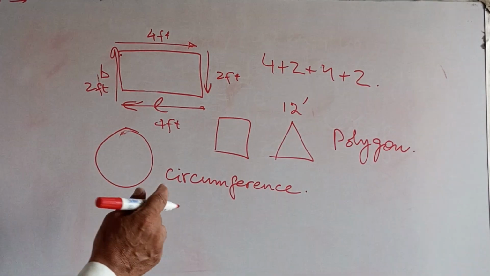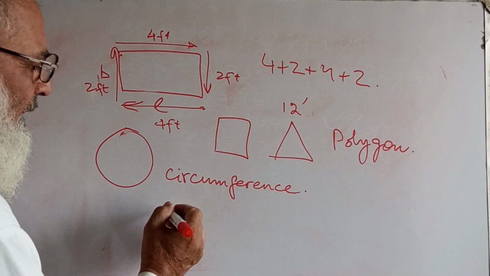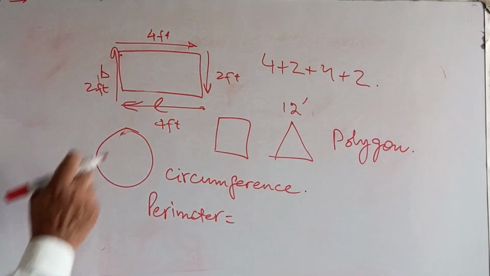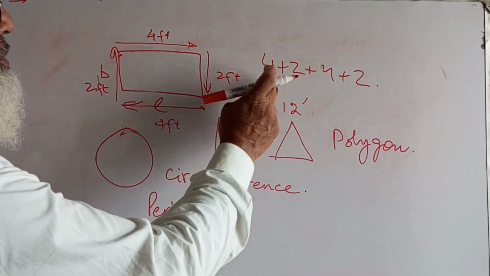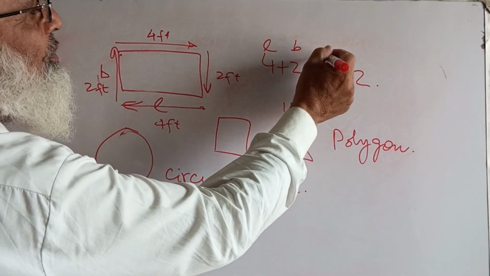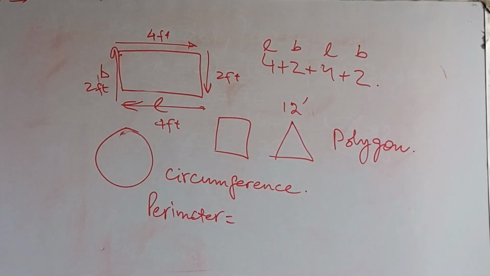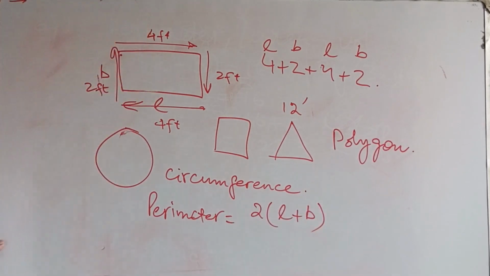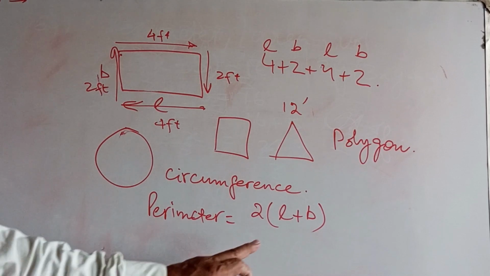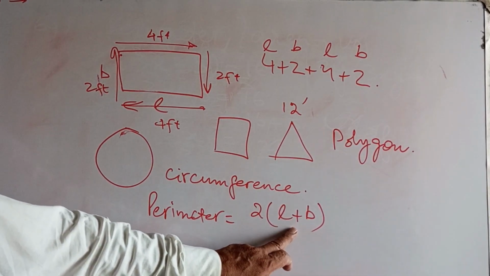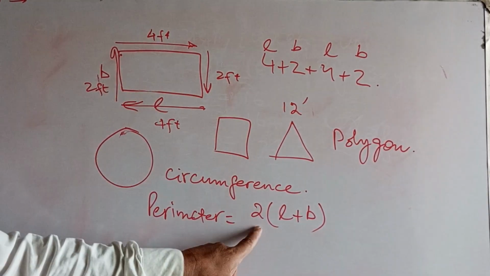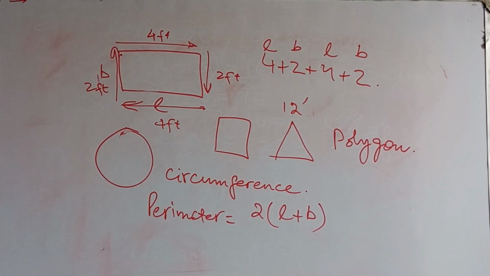Now, the perimeter of a rectangular figure. This was our example. So you see that this was length, this was breadth, this was length, this was breadth. So all of these are being added together. So what will we do? 2(L plus B). It means twice the sum of the length and the breadth is equal to the perimeter of the rectangle.